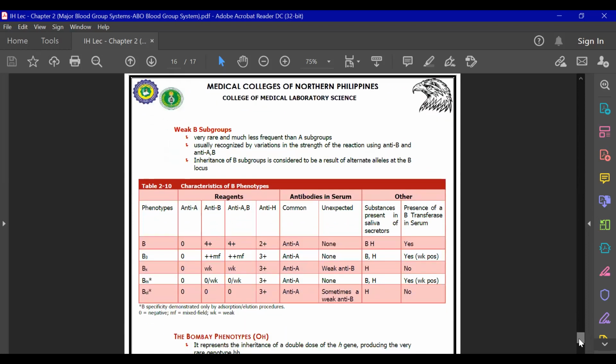And so with your weak B subgroups, just as rare as your weak A subgroups are, your weak B subgroups are even rarer. So we have here the summary table for the characteristics of your B phenotype, including your weak B subgroups.